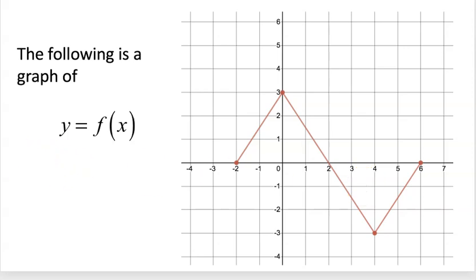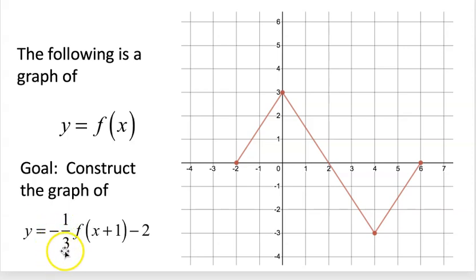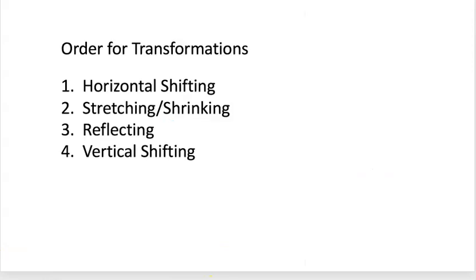And what's our goal? We're going to use various transformations to construct y equals -1/3 times f of (x plus 1) minus 2. So we see horizontal shifts, vertical shifts, a shrinking factor, and a reflecting factor. There's an order that is best used to construct a graph like this. Do the horizontal shift first, then stretching or shrinking, then reflecting, and finally a vertical shift.